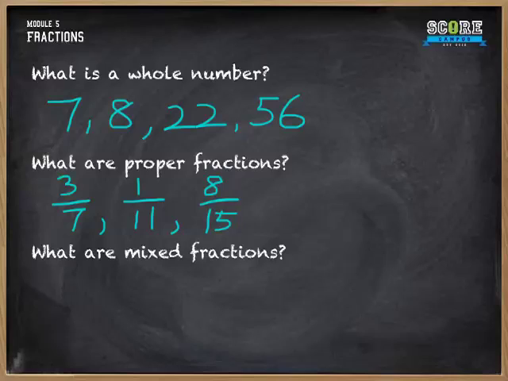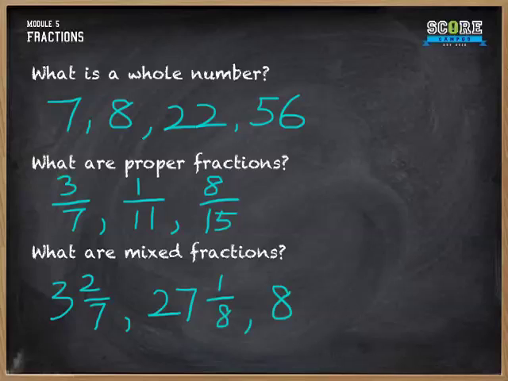What are mixed fractions? It's a combination of the two. It's a combination of a whole number and a proper fraction. Right? So an example of a mixed fraction is 3 and 2 over 7. Can you see that? A whole number with a proper fraction right next to it. Next one is 27 and 1 over 8. 8 and 5 over 16. These are mixed fractions. Now that we have understood this, we can start the lesson proper.